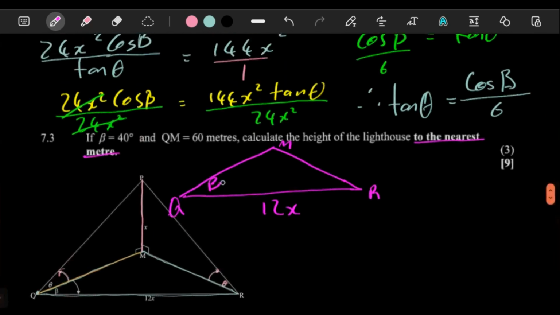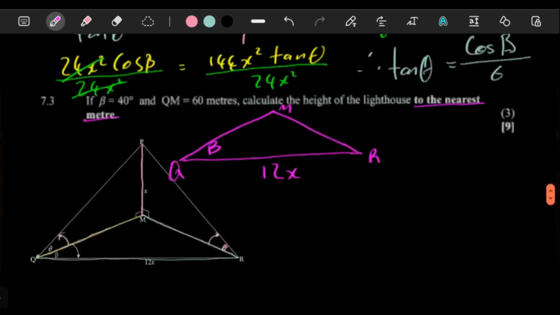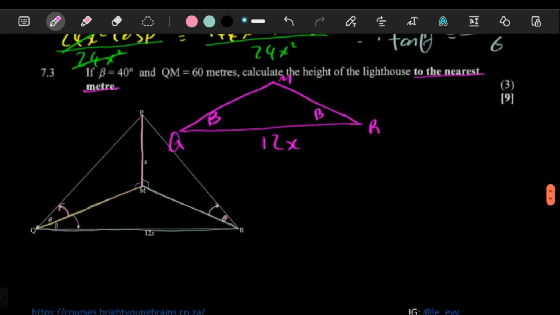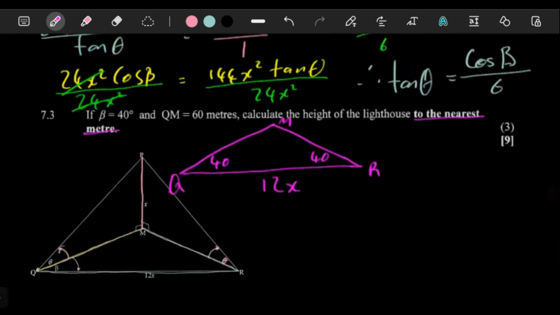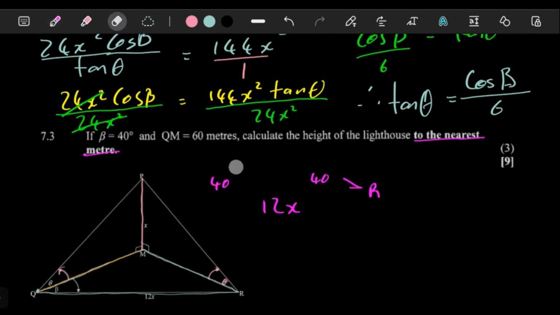Now the other thing is, remember we showed that QM is the same as MR, they're equal. So it means that this is also equal to beta. So we have two angles in our sketch. Let's put actual values there. So this is going to be 40, 40. And then here this was x over tan theta. Do we have theta? No, wait. I'm busy doing dumb stuff here. They gave us QM.